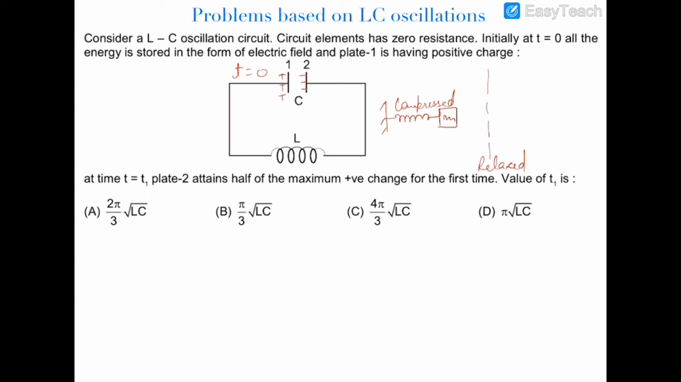At this position, the time will be T by 4. In this position, the capacitor will have completely charged the inductor, and the energy stored in the capacitor would be 0. So I am drawing that instant. This is the instant in which the capacitor has completely charged the inductor, and the current flowing in the circuit would be maximum. Now this block will pass through this position.